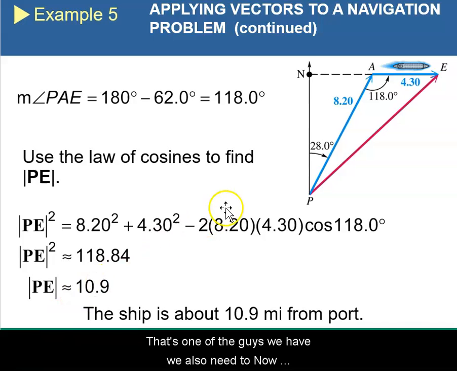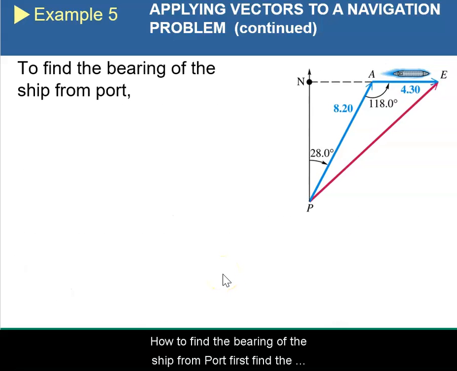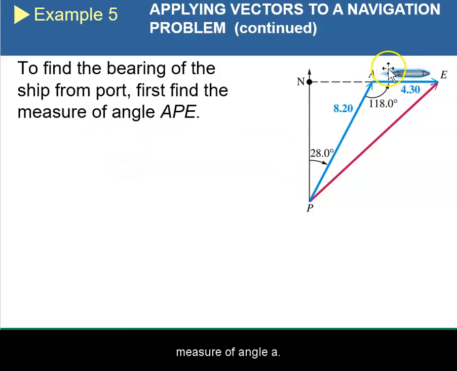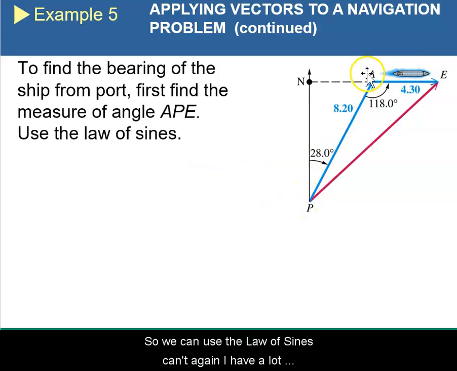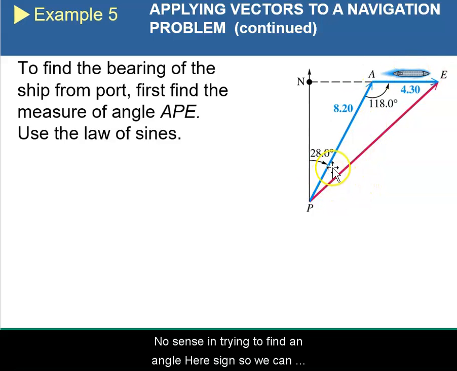So that's one of the values we have. We also need to now find this angle so we can get the bearing. Okay. So to find the bearing of the ship from port, first find the measure of angle APE, right? So we need APE here. So we're going to use the law of sines. Okay, again, I have a lot of information given. So since I'm trying to find an angle here, we'll use the law of sines.